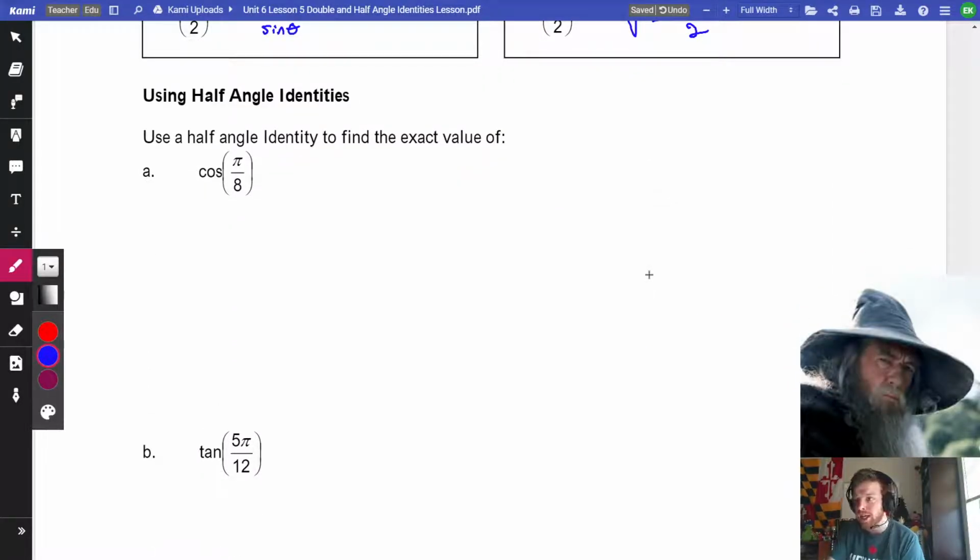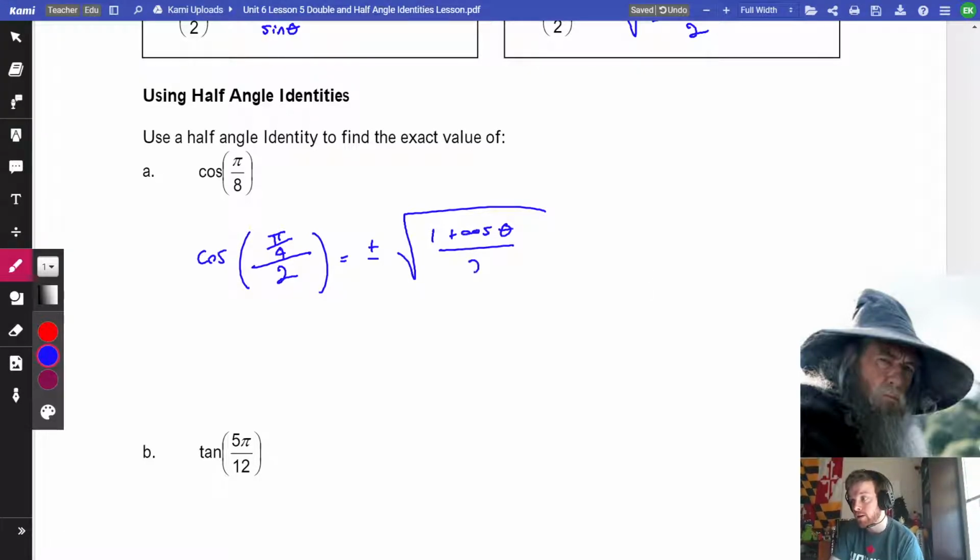This is pi over 8. Let me write this as a half angle, pi over 4 over 2. And then this is going to be plus or minus the square root of 1 plus cosine theta divided by 2, where theta is pi over 4. And the question is, is it plus or minus? Take a second to think. The final answer better agree with the original given problem.